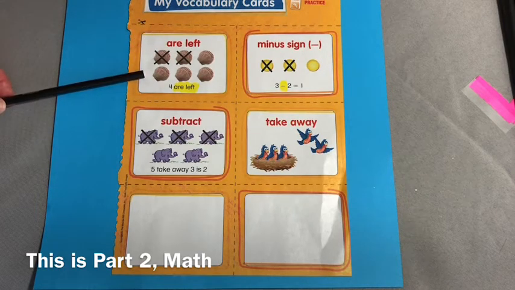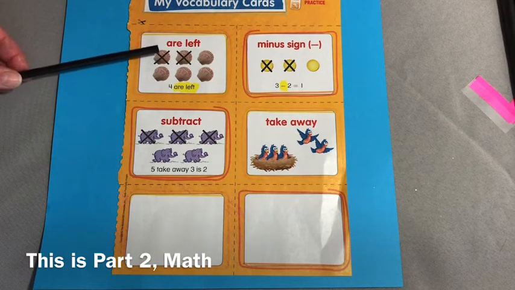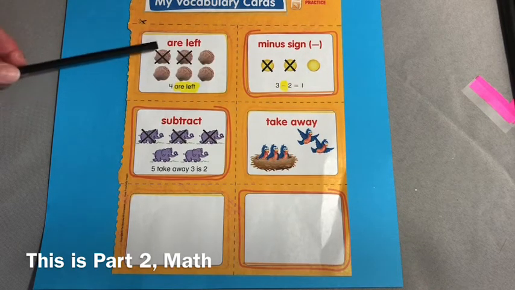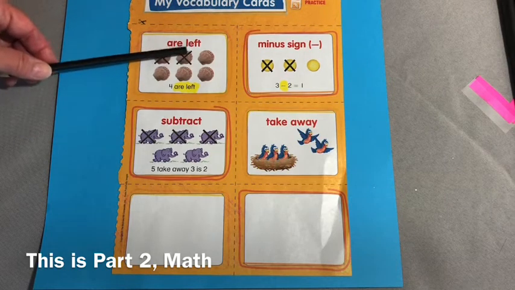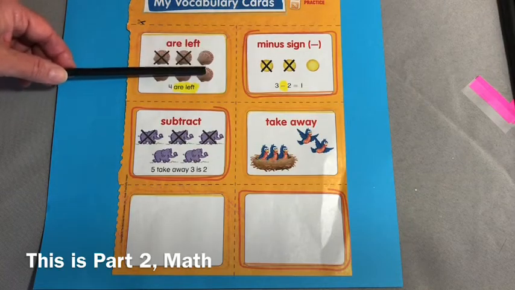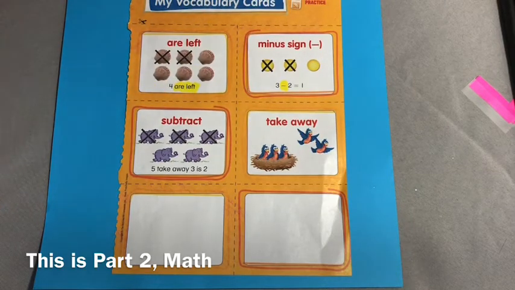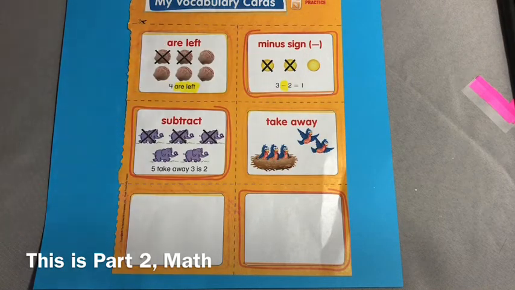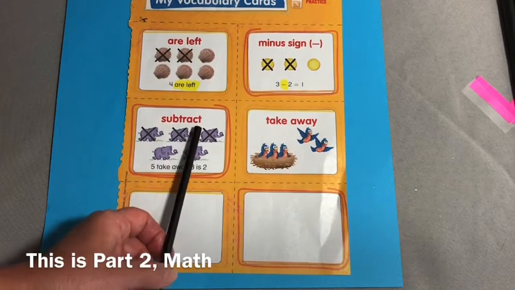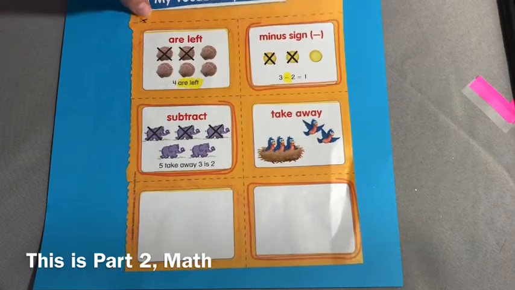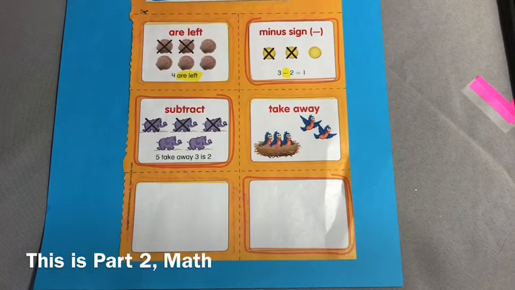How many are left? Well, we have 6 shells. 1, 2, 3, 4, 5, 6. And if we subtract 2, how many are left? 4 are left. 1, 2, 3, 4. 4 are left when we take 2 of them away or subtract them. And here's that word subtract. Subtract means that's what you are doing. You are subtracting. That means you are taking away some of the group or separating the group.